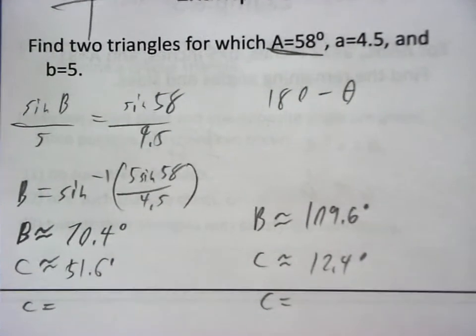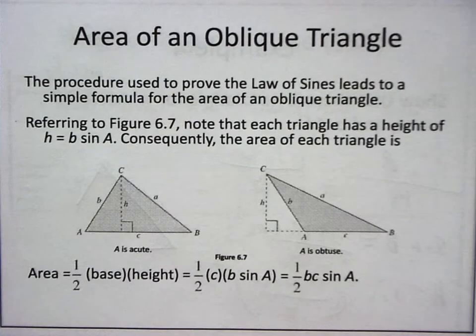One last thing. Area of an oblique triangle. Now, this is a formula. I know we do it in FS&T. I don't know if they did it in Plus or not. But this is actually derived from the law of sines. That's why it's included in this section.